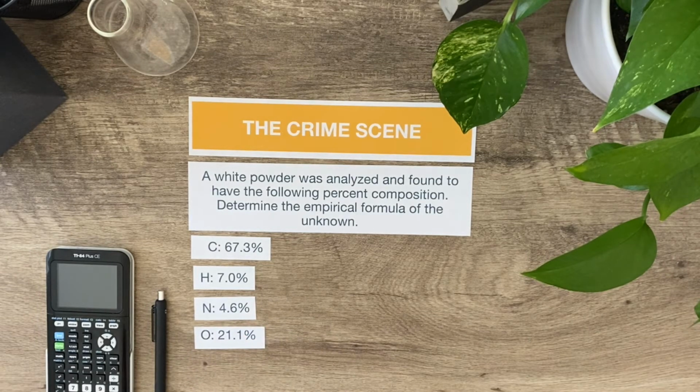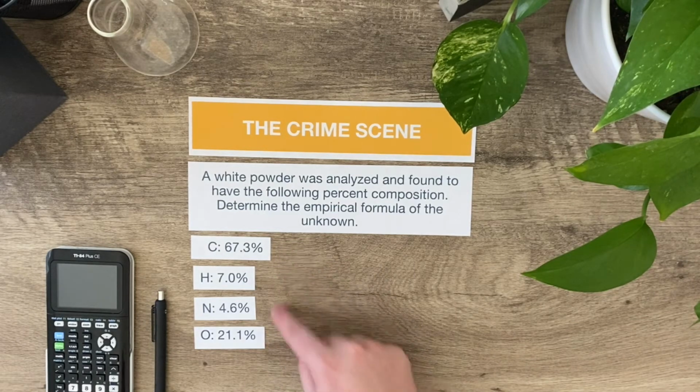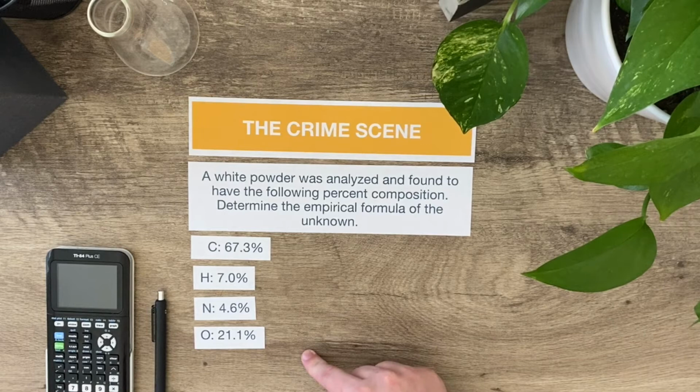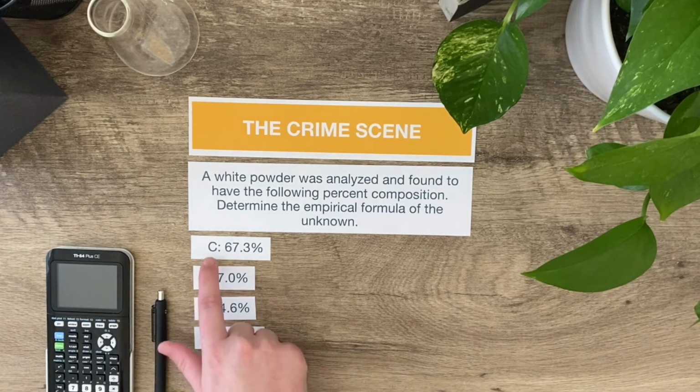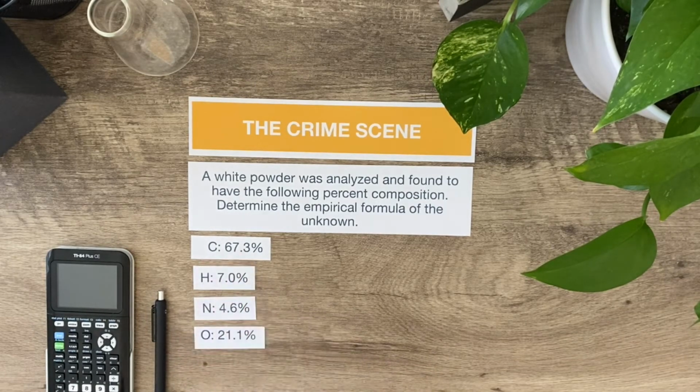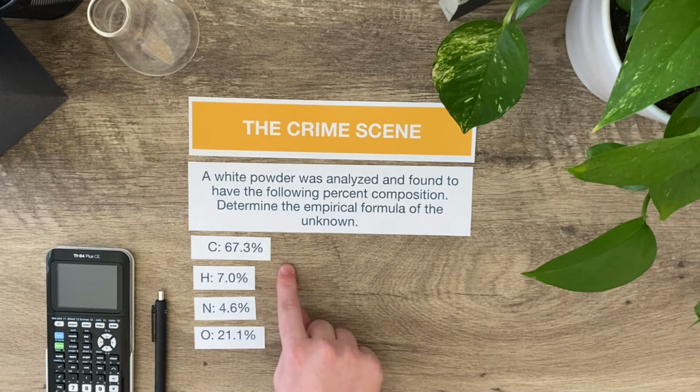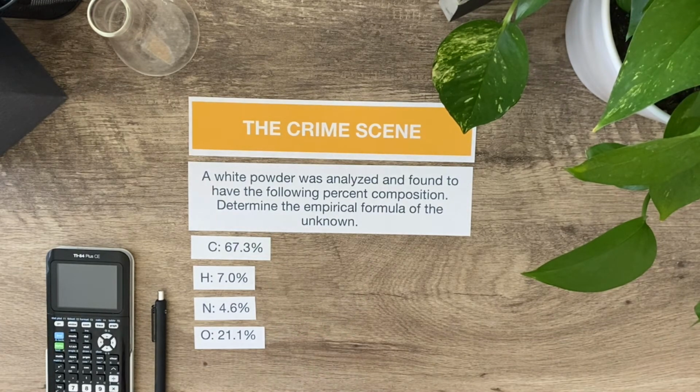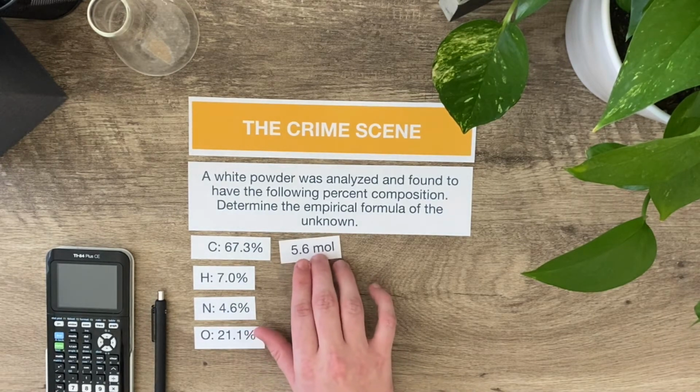Now, what we need to do to determine the identity of the unknown is we first need to convert these percents to mass. Let's just assume that percent doesn't exist. So I'm just going to assume that carbon is 67.3 grams of carbon. And I want to convert that to moles of carbon. Now, we should already know that in order for it to go from mass to moles, I need to use molar mass. Well, the molar mass of carbon is 12.011. So 67.3 divided by 12.011 should get me that the number of moles of carbon is 5.6.